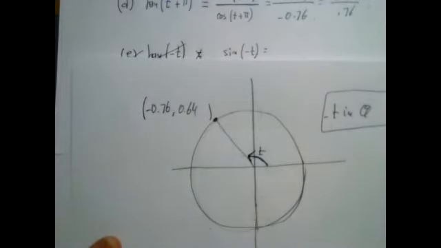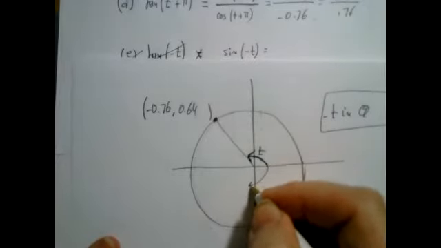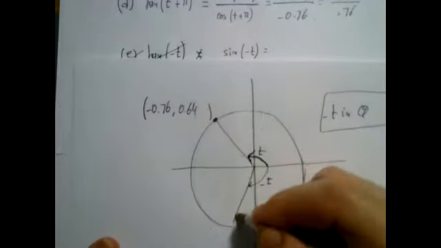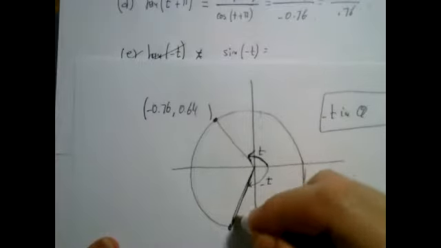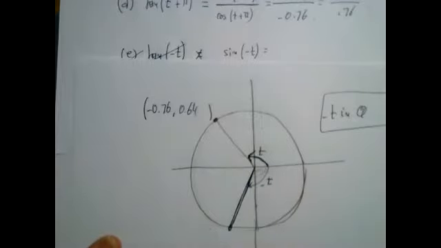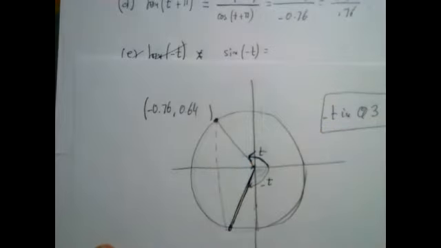Because what's minus t? It means you start from here and you go clockwise. If this is t, this is your minus t. So this is minus t right there. The same exact measurement, but you go in the opposite direction. So if t is in quadrant 1, the minus t is going to be in quadrant 3 in this picture. So what is the sine of minus t now? The picture tells me we have symmetry right there. So what's the sine of minus t?